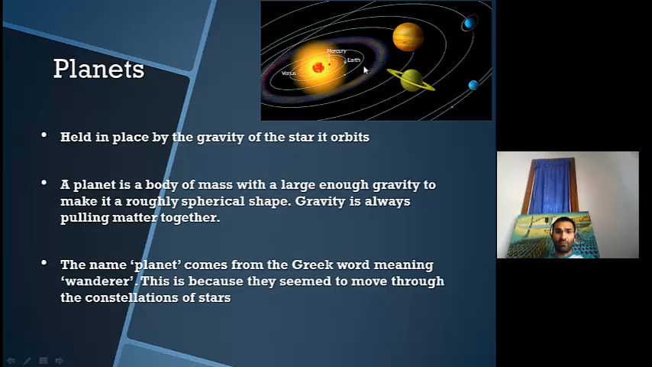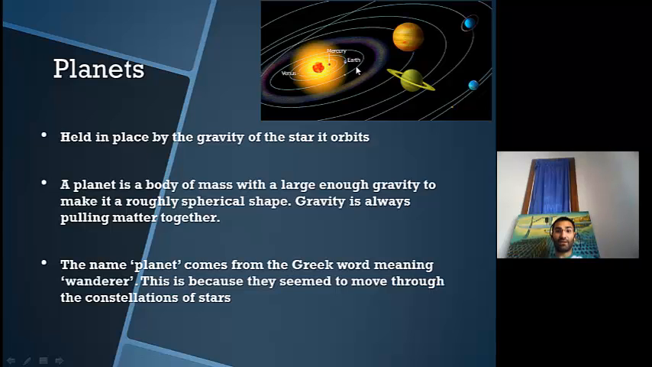The word planet, as with most words in science, comes from a Greek derivative. It comes from the Greek word meaning wanderer. And this is because when the Greeks looked up at the stars, they talked about constellations of stars, so stars that made shapes to them. And what they would notice is that there would be these odd bright shapes which would actually move across these constellations. And those were actually planets moving around in their orbits in relation to the stars behind them.